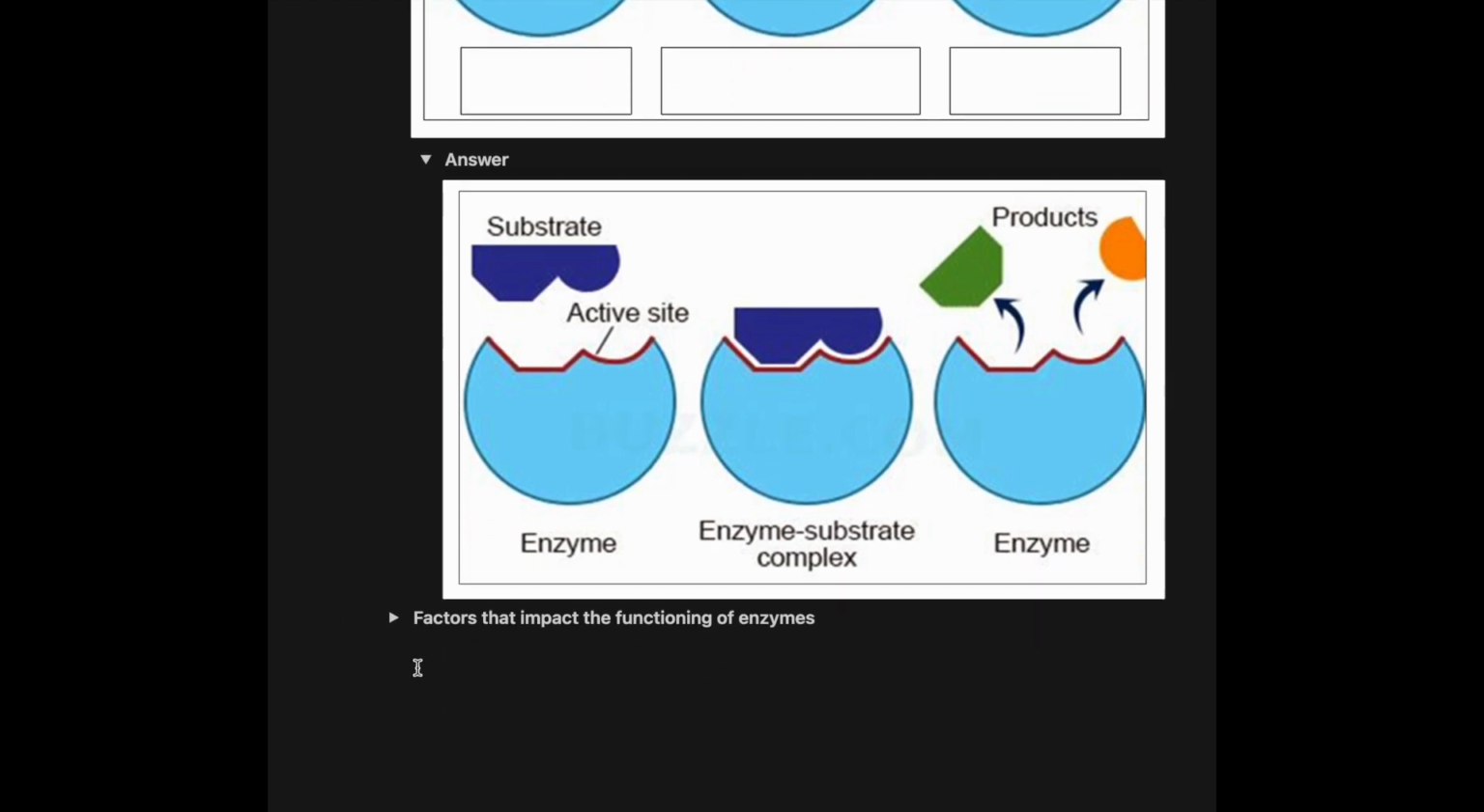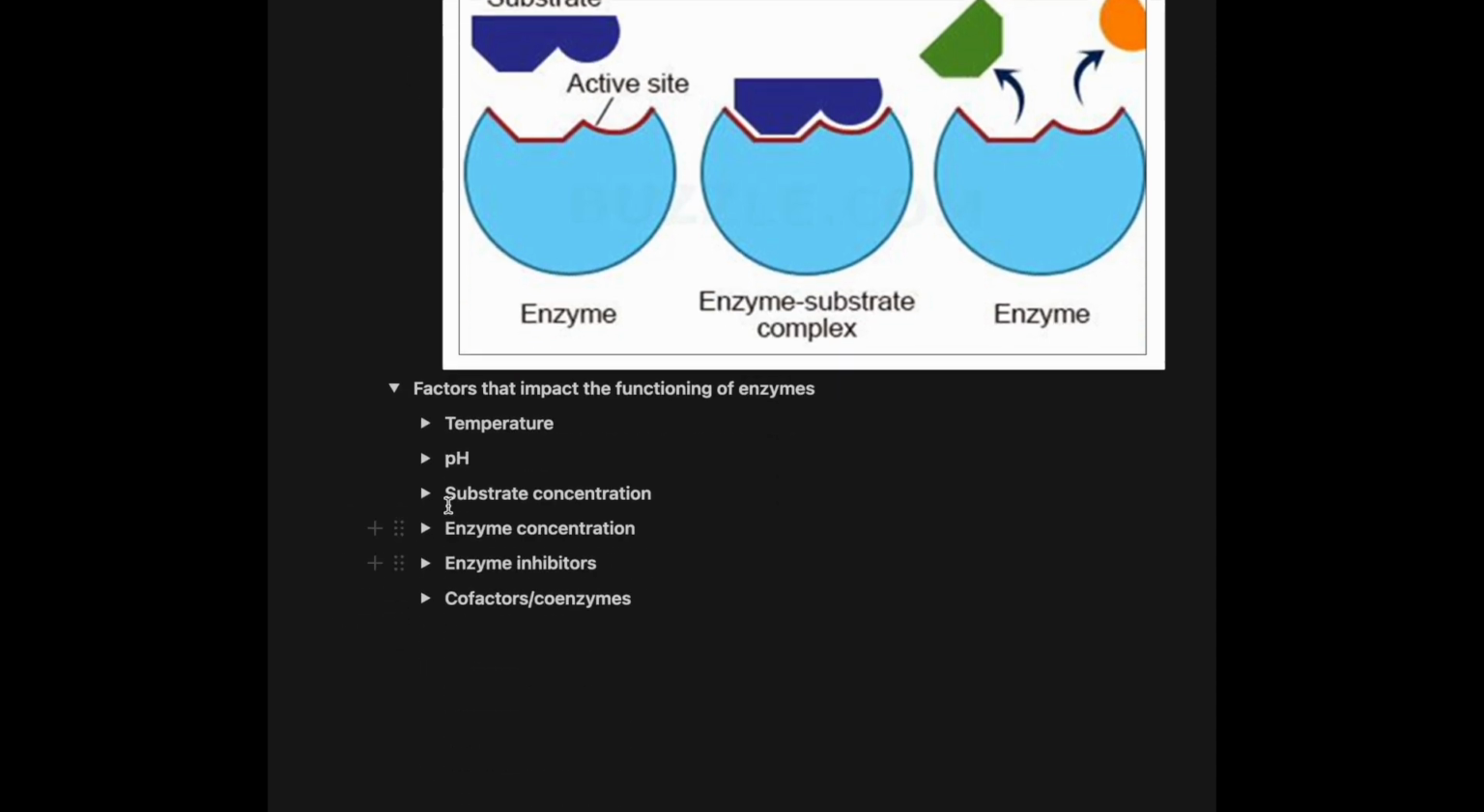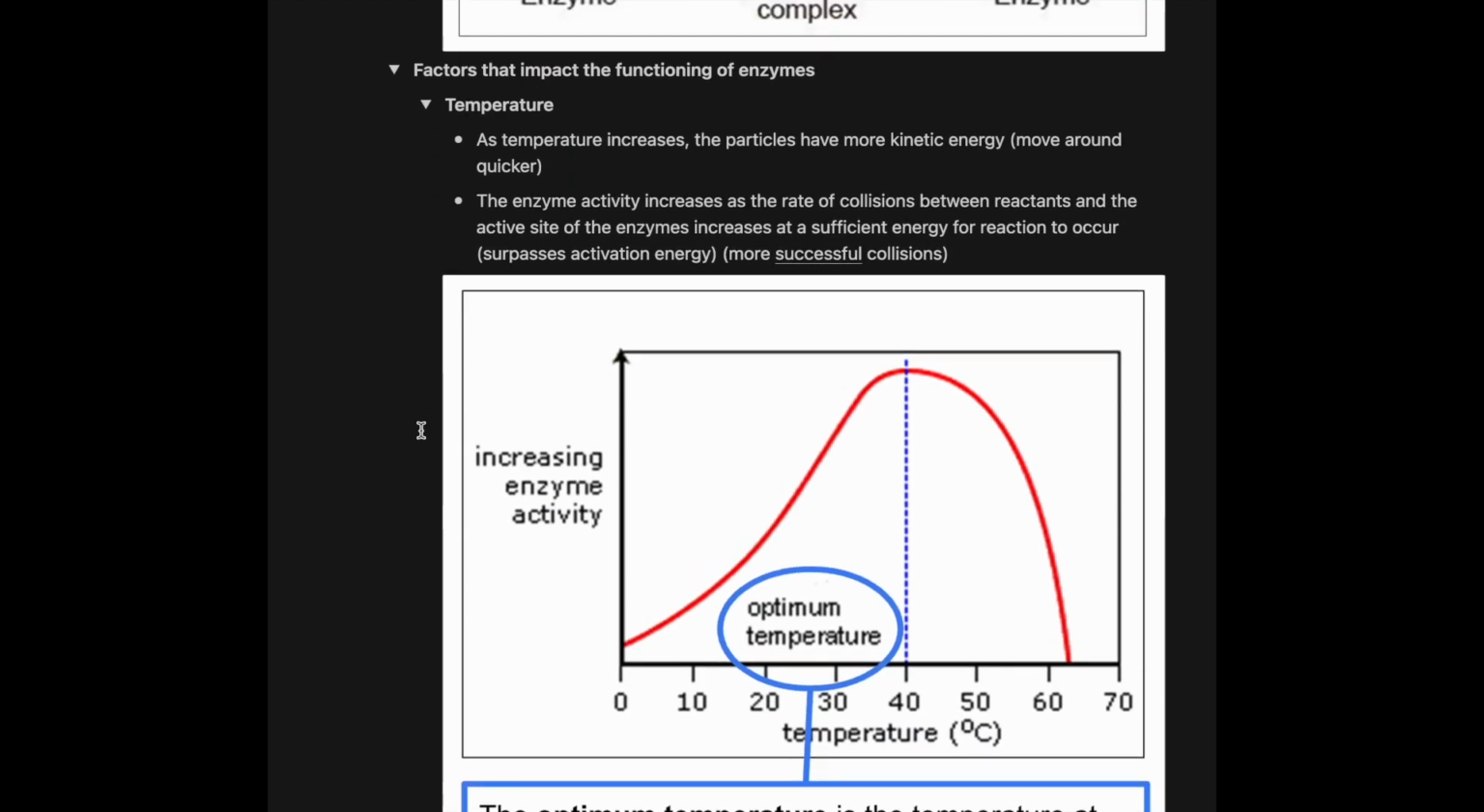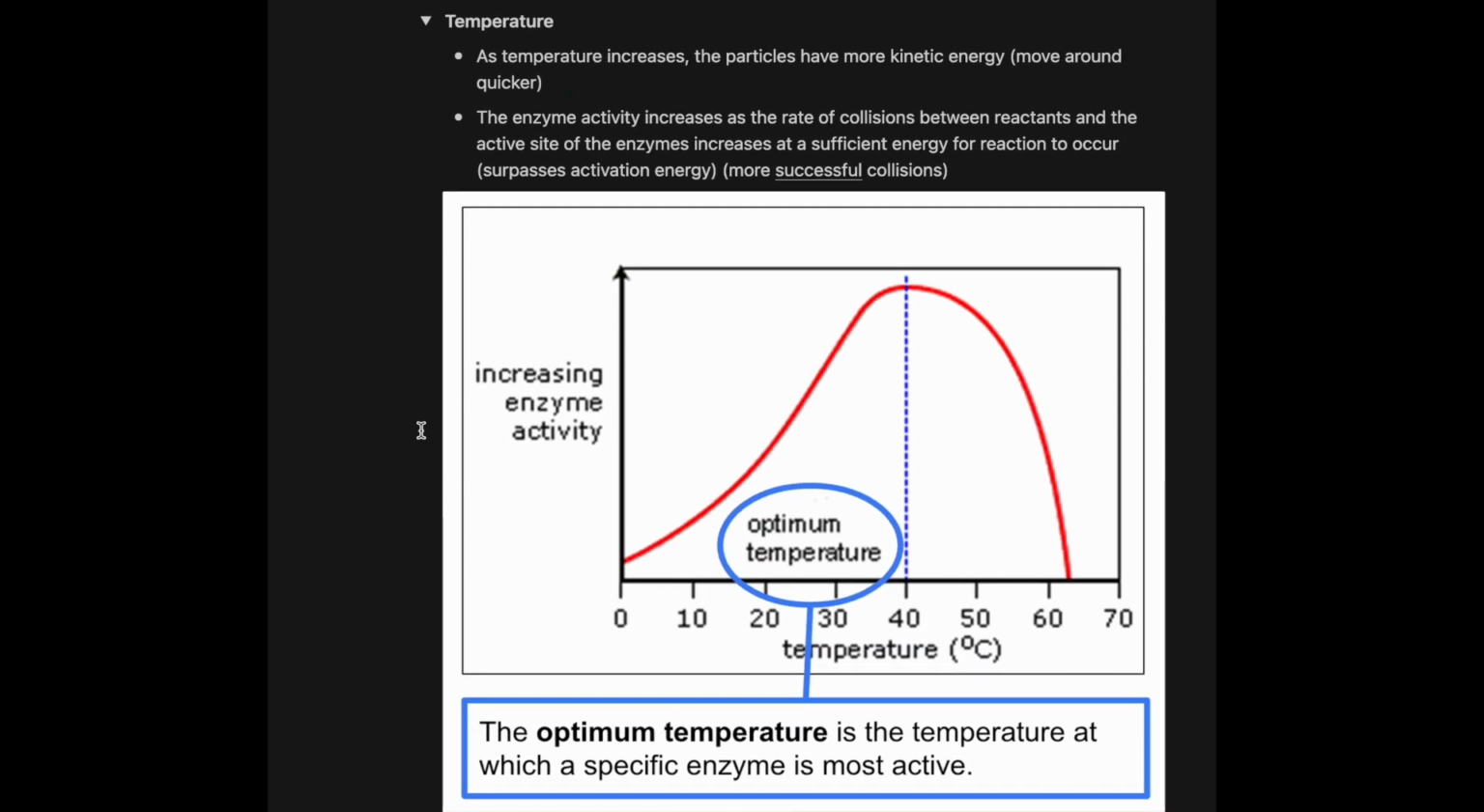Okay, now let's go through some factors that impact the functioning of enzymes. Okay, first of all, let's go through temperature. So, as temperature increases, the particles have more kinetic energy, which means they move around quicker. As a result, enzyme activity increases due to the rate of collisions between reactants and the active site of the enzyme at a sufficient energy for the reaction to occur, meaning that the activation energy is surpassed. And as a result, the reaction can occur, meaning there are going to be more successful reactions and more successful collisions.